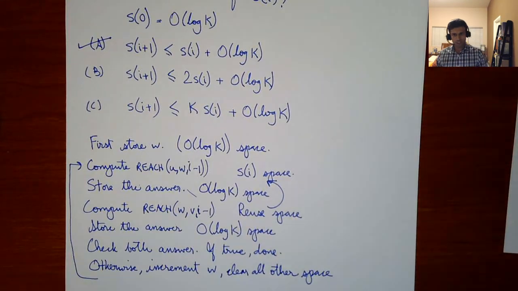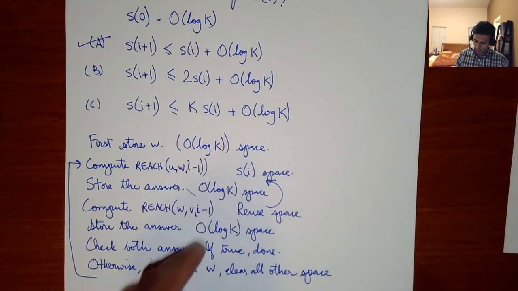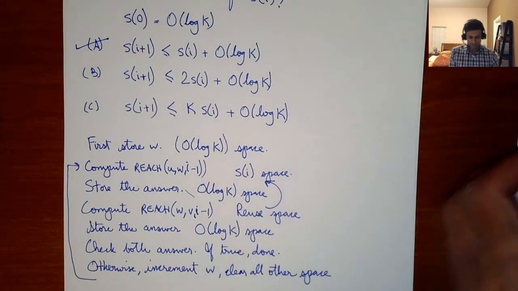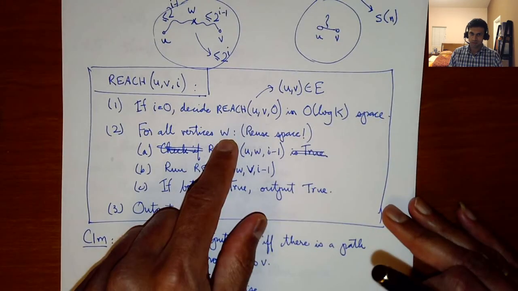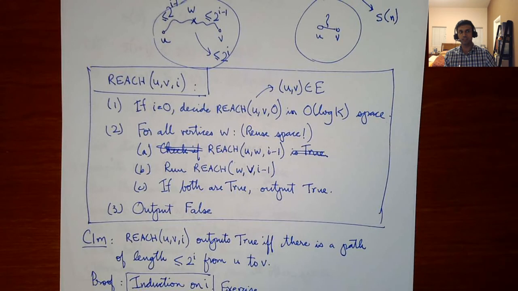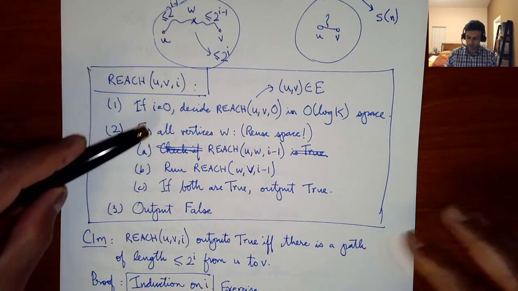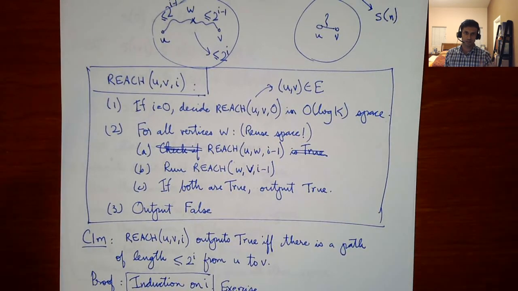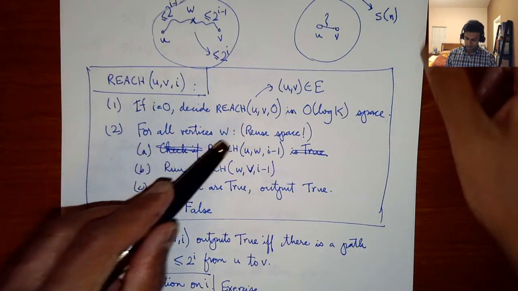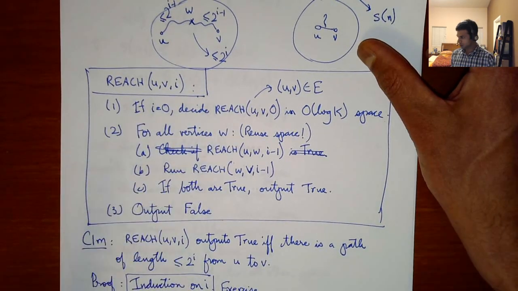Does this explain? Do you see why it's just O of log k plus S of i space? You get to reuse the space. Also, think of the loop: if you have a loop variable, you don't have to store the entire range of the loop variable. You just store that loop variable and keep incrementing it. So you have log k to store that vertex, and then after that you're just incrementing it. You reuse the space for these two procedures.